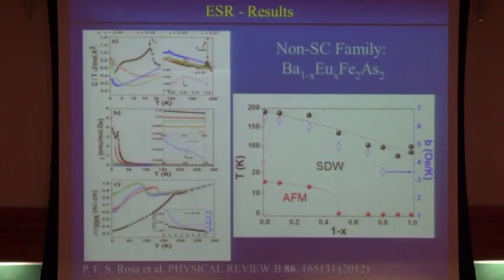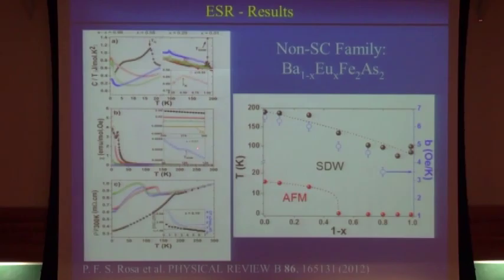We can see that we have a decrease of the SDW. Europium has its own magnetic ordering that is suppressed because you are diluting. So these are the basic properties of the materials. You can see the susceptibility here. In the specific heat, you can see the TSDW here for pure europium. It goes down with barium. That's the TN of europium that goes down. You can see the susceptibility too going down here.